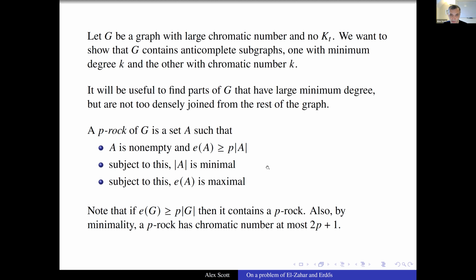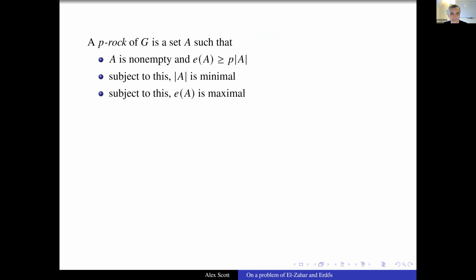So because the first bullet can be achieved, and then the second and third are just by minimality. And also by minimality, you can check that the chromatic number of a p-rock is bounded. I don't care too much about the precise bound, just that it's bounded, in this case, by at most 2p plus 1.